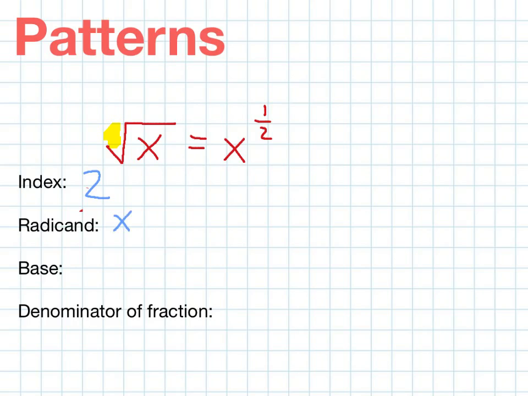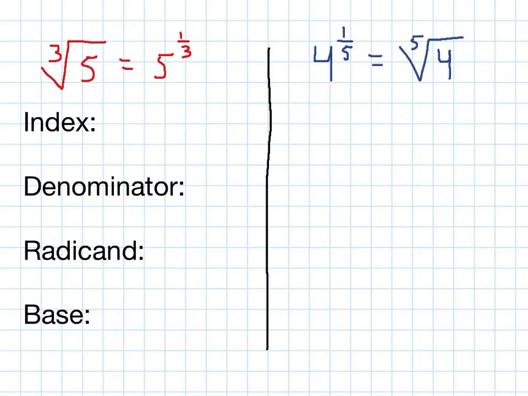Base, remember the base is the value that holds the exponent, so our base is x. And what's the denominator of the fraction that we have? Well, our exponent is a fraction, and that denominator is a 2. Let's try again. In this question over here, again, we're looking for the index, which is right here. So our index is a 3.